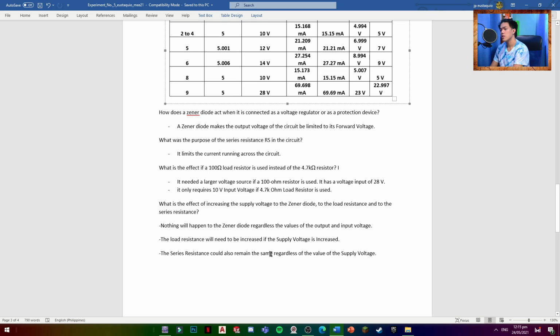So, what are the effects of increasing the voltage to the Zener diode, to the load resistance, and to the series resistance? For the Zener diode, nothing will happen to the Zener diode, regardless of the values of the output and input voltage. For the load resistance, it will need to be increased if the supply voltage is increased. Third is for the series resistance. The series resistance could also remain the same, regardless of the value of the supply voltage, same as the Zener diode.